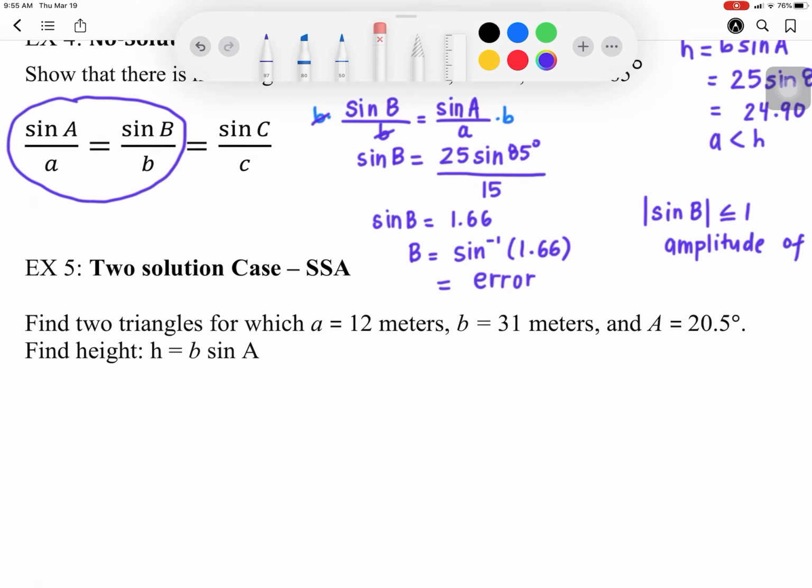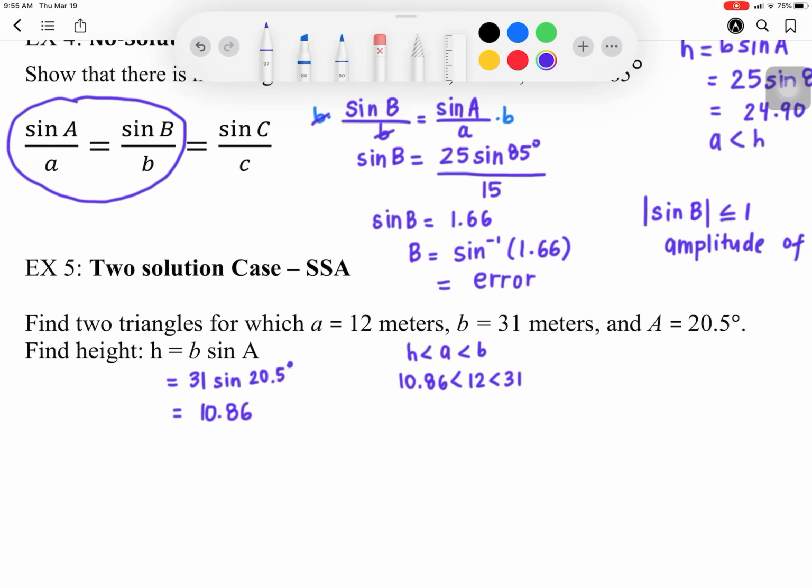Okay, we can find h. h is equal to b sine A. What is b? 31 sine of A, which is 20.5 degrees. Calculator should be in degree mode. This is going to give you 10.86. So let's verify. Do we have h less than a less than b? h was 10.86, a was 12, and b was 31. So you should have two possible triangles, okay?